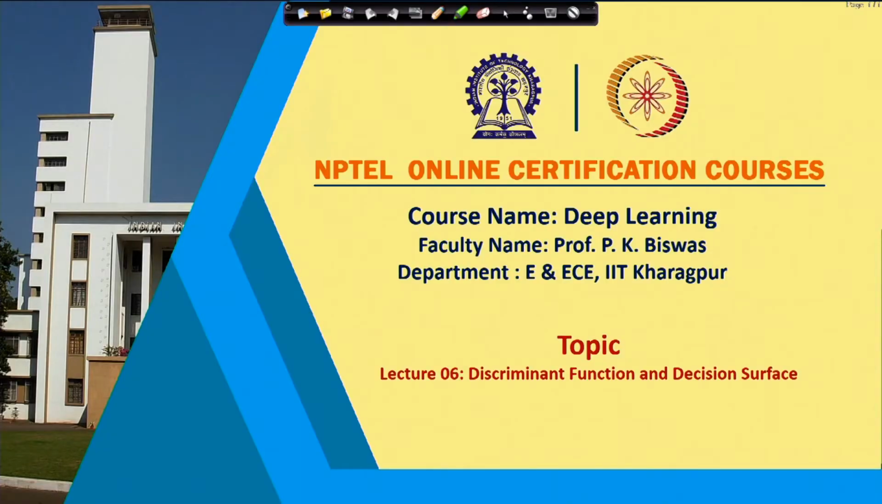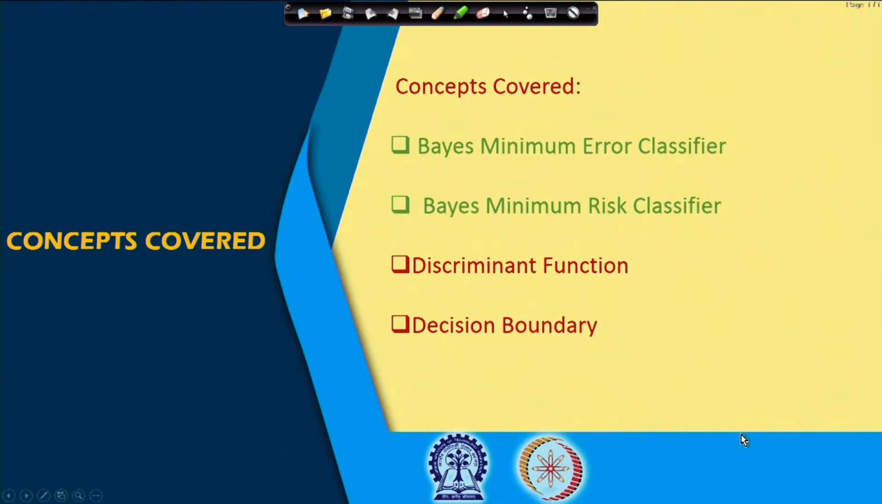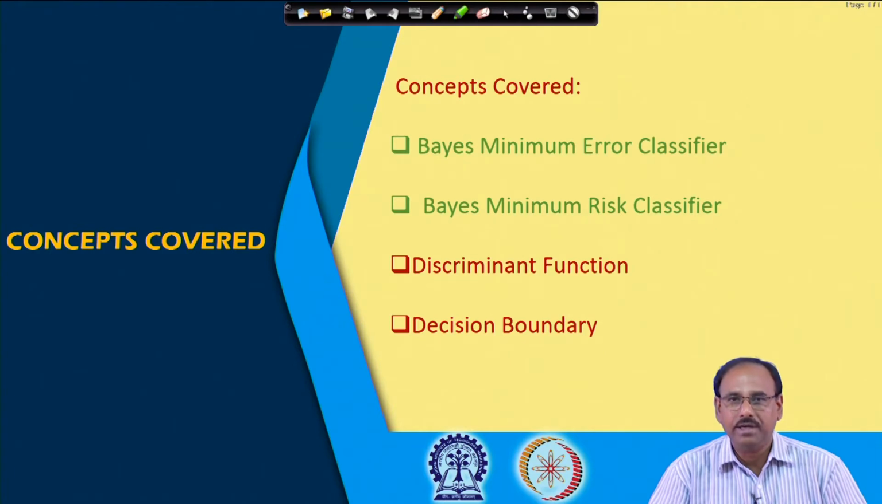In the previous class, we talked about different types of classifiers, like the Bayes minimum error classifier and the Bayes minimum risk classifier. We also saw that the Bayes minimum risk classifier under a specific case of 0-1 loss, that is, when the loss function for a correct decision is taken to be 0 and the loss function for an incorrect decision is taken to be 1, is identical to the Bayes minimum error classifier.